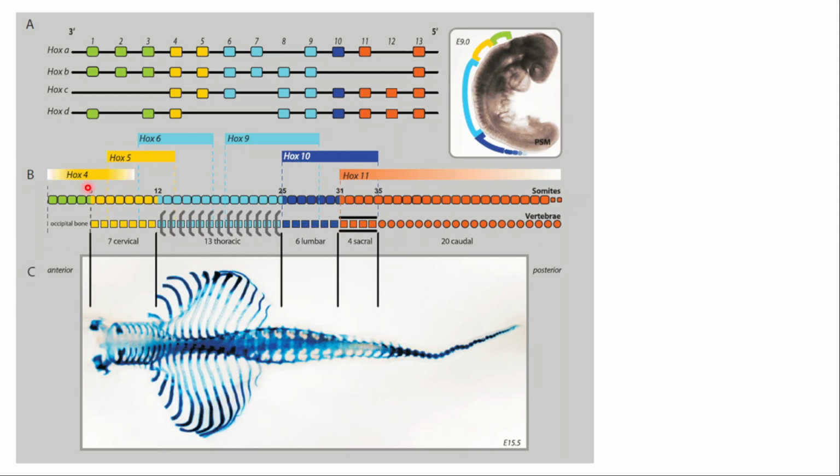length of the vertebra. HOX4 and HOX5 specifying the cervical vertebra, HOX6 and HOX9 specifying thoracic vertebra with initial segments specified both by expression of HOX5 and HOX6. Overlapping expression of HOX10 specifies lumbar vertebra, and HOX11 overlapping HOX10 specifies sacral vertebra. So these are different HOX genes that we were talking about.